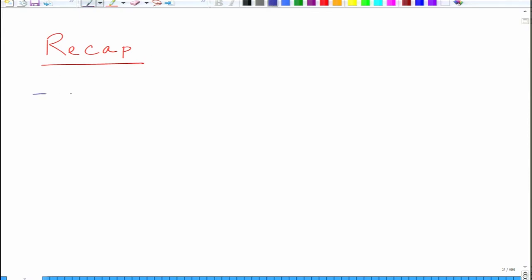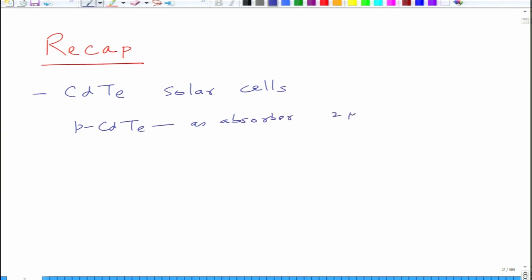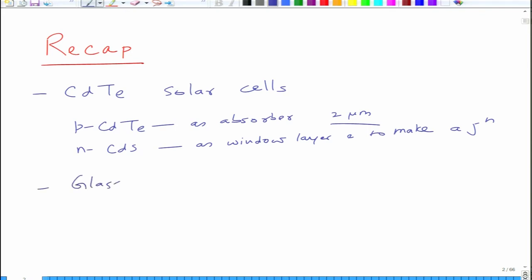In the last lecture, we started our discussion with cadmium telluride solar cells. Cadmium telluride solar cells are basically thin film solar cells where we use P-type CdTe as absorber, about a 2 micron thick layer, and then N-type CdS is used as window layer and to make a junction. Then you choose the contacts appropriately, and this is basically a device on a glass substrate, and the light typically comes from the glass side.